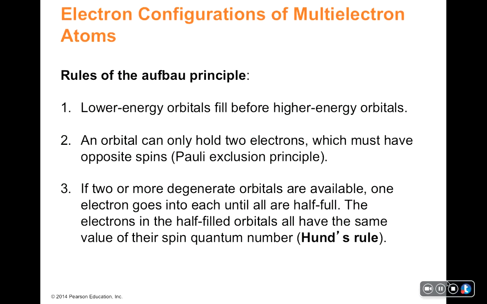So these are the main rules that you're going to follow, and that's that lower energy orbitals fill before higher energy orbitals. An orbital can only hold 2 electrons, and they have to have opposite spins. That comes from the Pauli exclusion principle. And third, if you have 2 or more degenerate orbitals available, so say px, py, and pz, an electron goes into each until they're half full. And then the electrons will get paired up if you still have electrons left. Those electrons in those half-filled orbitals all have the same value of their spin quantum number. This is known as Hund's rule. This means that when you express them in an orbital diagram, you're going to show them all in the same direction. You'll see that in a minute.